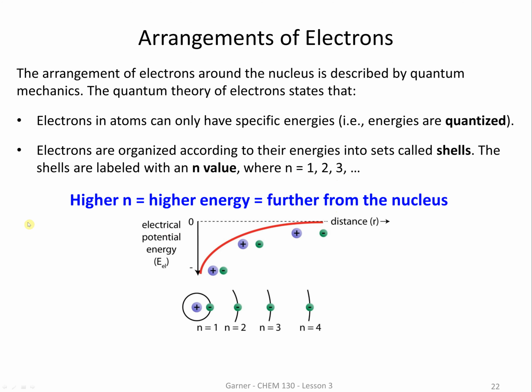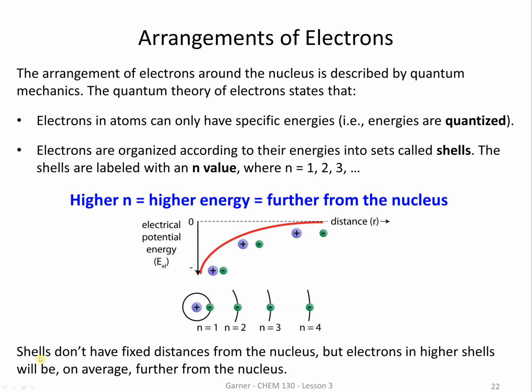Each shell of electrons is going to have a different energy. So the higher the n value, the higher the shell number, the higher the energy electrons will be when they're in that shell. And they're also going to be further from the nucleus. So higher shells of electrons are further and further from the nucleus, at least on average. I don't want to imply here that shells have fixed distances from the nucleus, but on average, electrons that are in higher shells will be further from the nucleus.